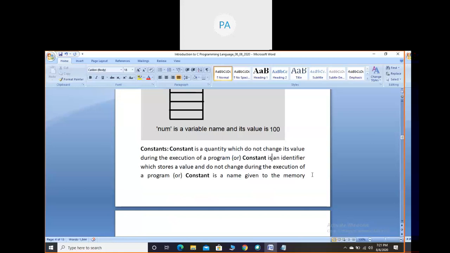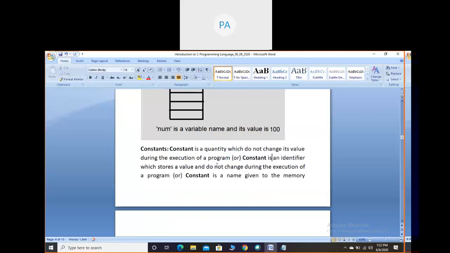So for example, the best example is in mathematics we have the pi value. The pi value is 3.142 and it is recurring. That value will not change. So whenever you use that value, it will be the same. That is defined in mathematics, and in physics and chemistry, some constants we will come across where the value will be fixed. So that is the meaning of constant. A constant is a quantity which does not change its value during the execution of a program.